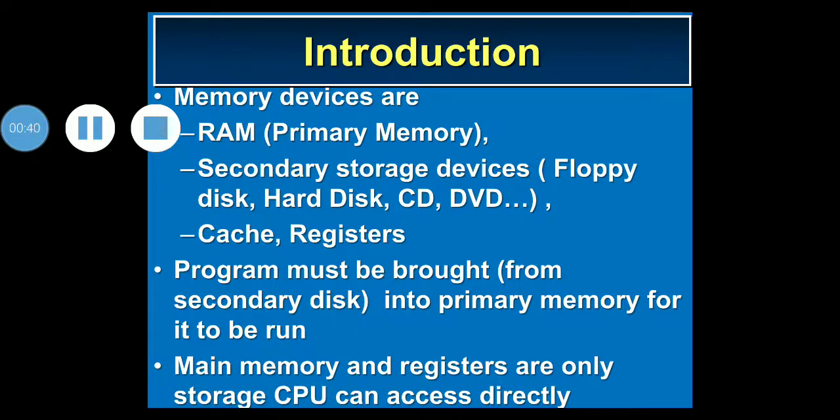Memory devices are classified as RAM, that is primary memory or main memory. Secondary storage devices, for example, floppy disk, hard disk, CD drive, DVD, etc. Cache memory and registers. Program must be brought from secondary memory to the primary memory for the execution. Main memory and the registers are the only storage CPU can access directly.